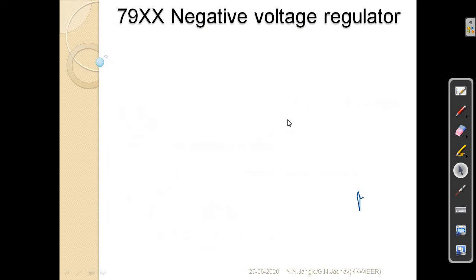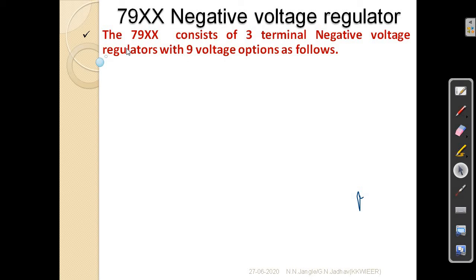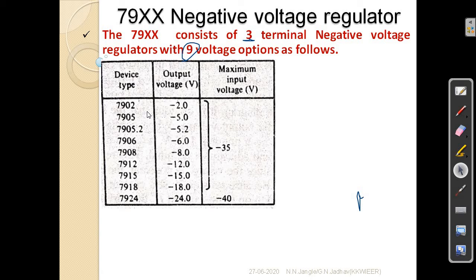Let us see IC 79X6, that is the negative voltage regulator IC. The negative voltage regulator IC 79X6 is also a 3-terminal negative voltage regulator IC with 9 output voltage ranges. Okay, so what are the 9 different output voltage ranges? These output voltages are 7902, that is 2 volts, 5 volts, 5.2 volts, 6 volts, 8 volts, 12 volts, 15 volts, 18 volts, and 24 volts.